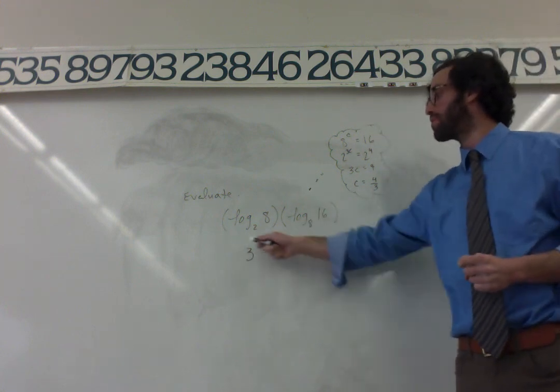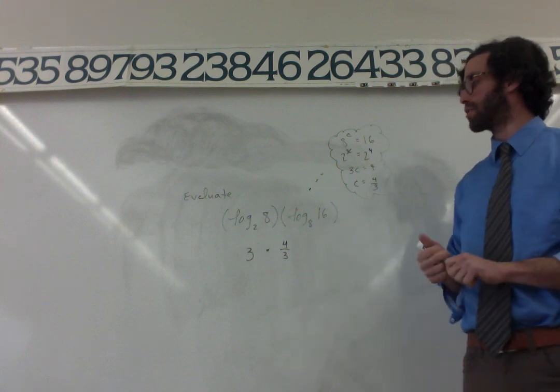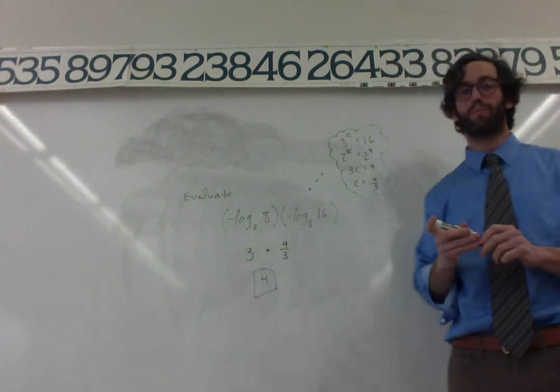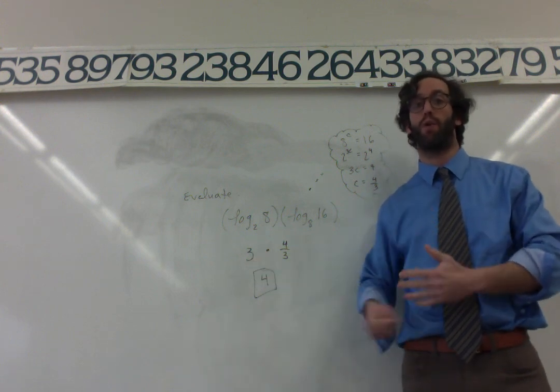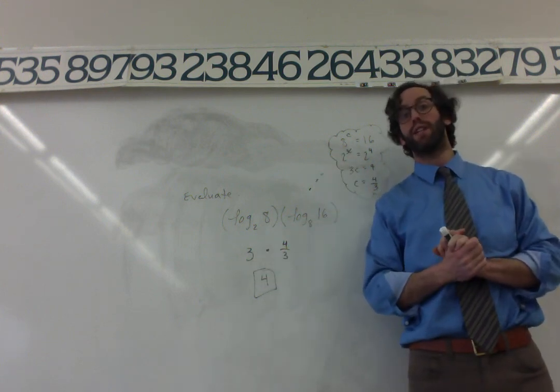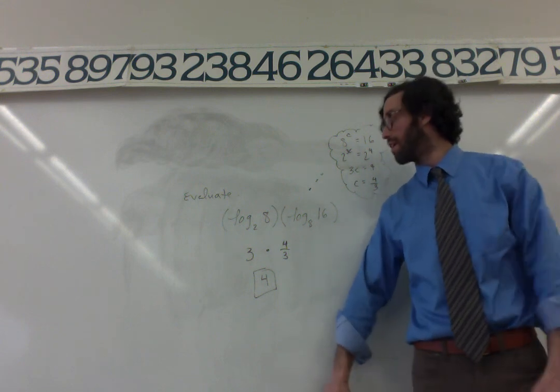3 times 4/3, 3 divided by 3 first, they cancel, you get 1. 1 times 4 is 4. So your final answer to this problem is 4. So this is very abstract, right? There's no application of it yet. I'm just getting you used to the notation and to generally working with what a logarithm is.